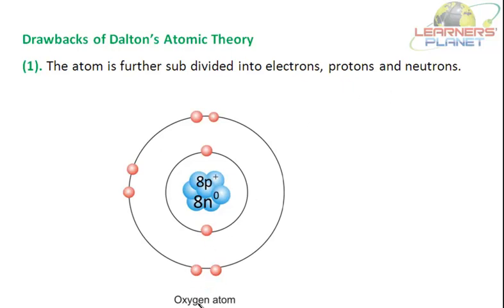Say, for example, I have taken here an oxygen atom. It is composed of 8 protons, 8 neutrons, and 8 electrons. So the atom is not indivisible. The atom is divided into electrons, protons, and neutrons, and these are the smallest particles.